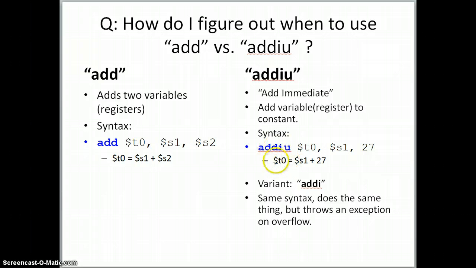So addiu works by storing the result of S1 plus whatever the constant is, and the constant can be negative, in the T0 register. That's where the destination is.